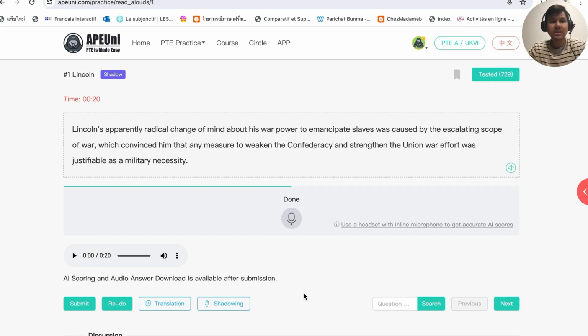We are going to practice the shadow technique for the question 1 Lincoln together. We are going to try to imitate or copy whatever we hear from the demo.